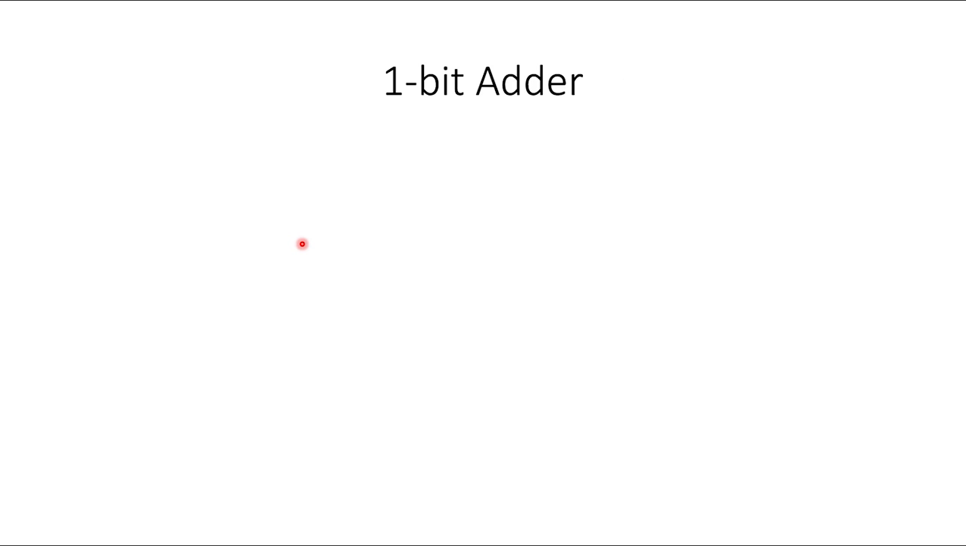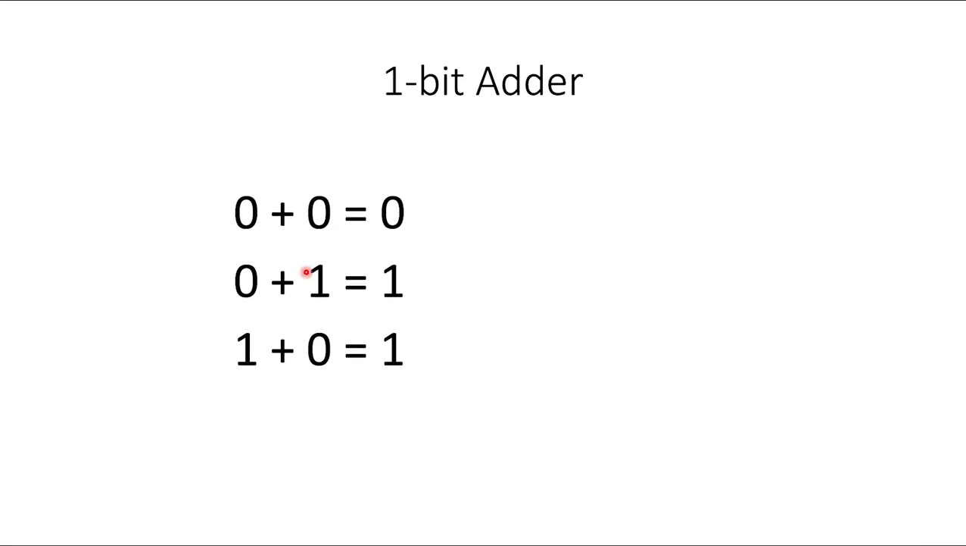This leads to the notion of a 1-bit adder. Well, a 1-bit adder is something that takes two 1-digit binary numbers and adds them together. So for instance, if I do 0 plus 0, I should get 0. If I do 0 plus 1, I should get 1. If I do 1 plus 0, I should get 1. But then something funny happens, where if I do 1 plus 1, I get 1, 0.